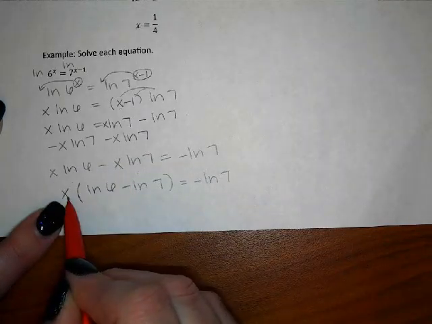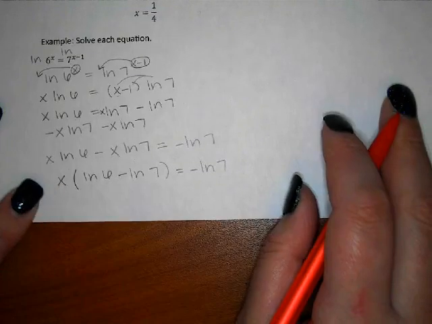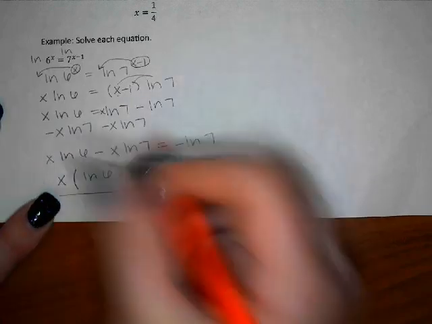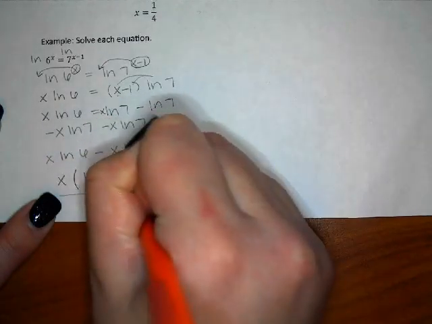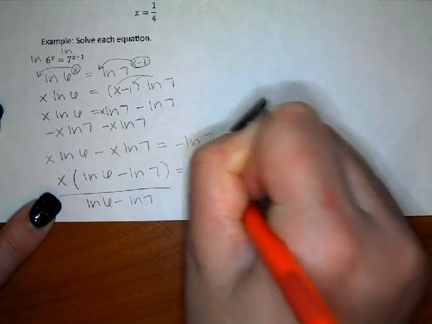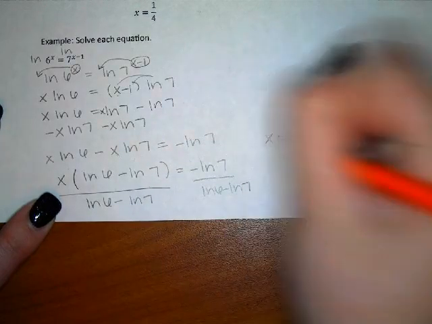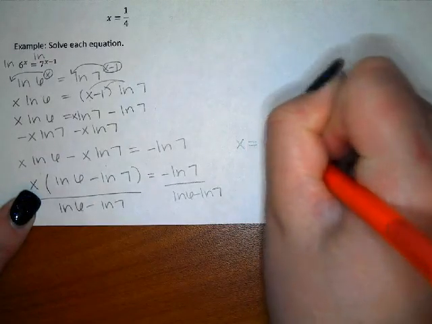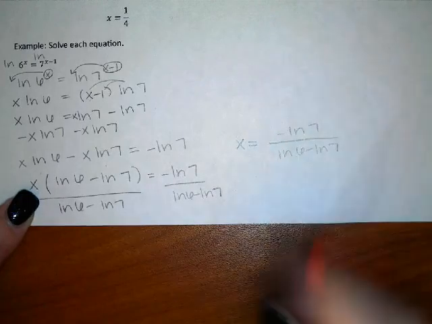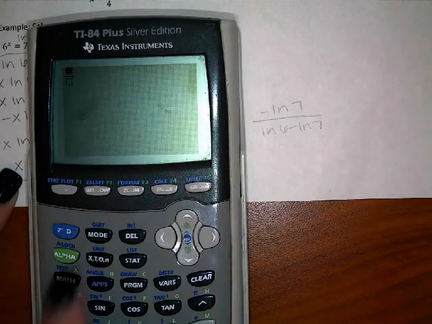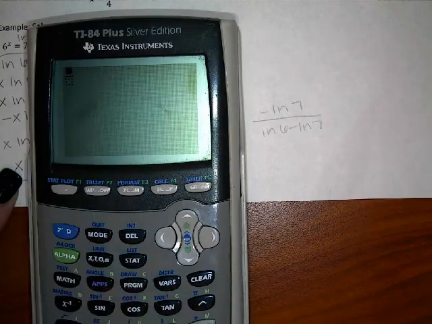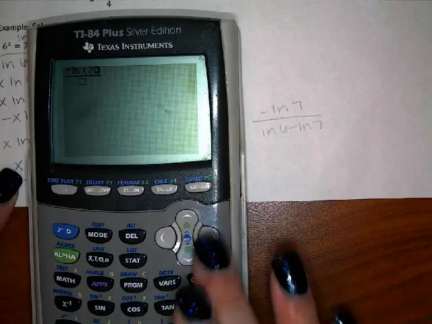And at this point, I can just take that whole set of parentheses and divide it over to the other side. So I'm going to divide by ln 6 minus ln 7. Divide by ln 6 minus ln 7. So the exact answer with no rounding is negative ln 7 divided by ln 6 minus ln 7. That looks crazy, so I'm just going to type it in and see what the decimal is. So to get the fraction on my calculator screen, I typed alpha, y equals, and now I've got negative ln 7 over ln 6 minus ln 7.